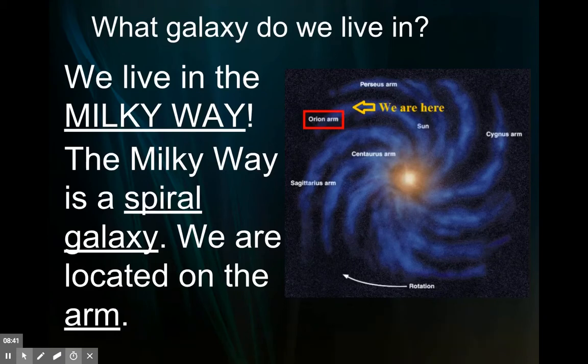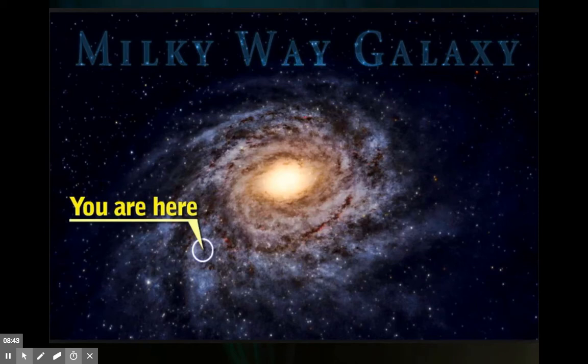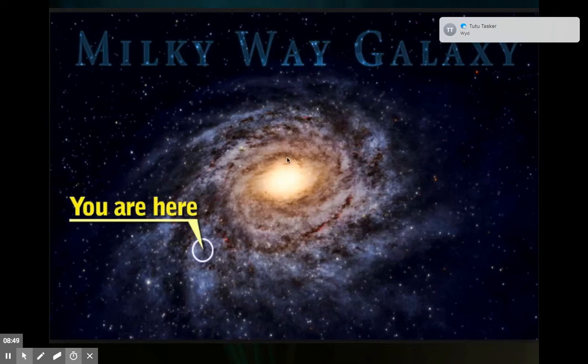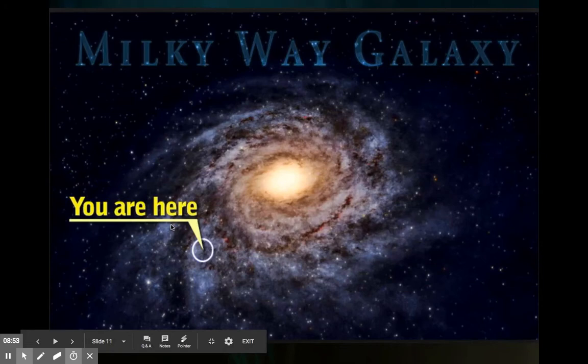All right, so we're going to go ahead and continue. So here's another picture of the Milky Way. So the Milky Way, again, is a spiral galaxy. All right, so we're located on the arm of that galaxy. So about right here on the arm.